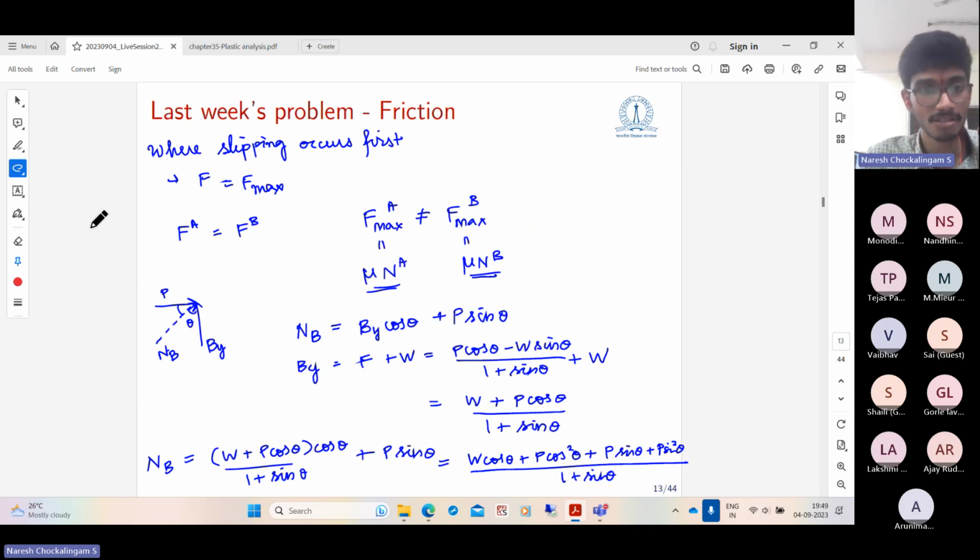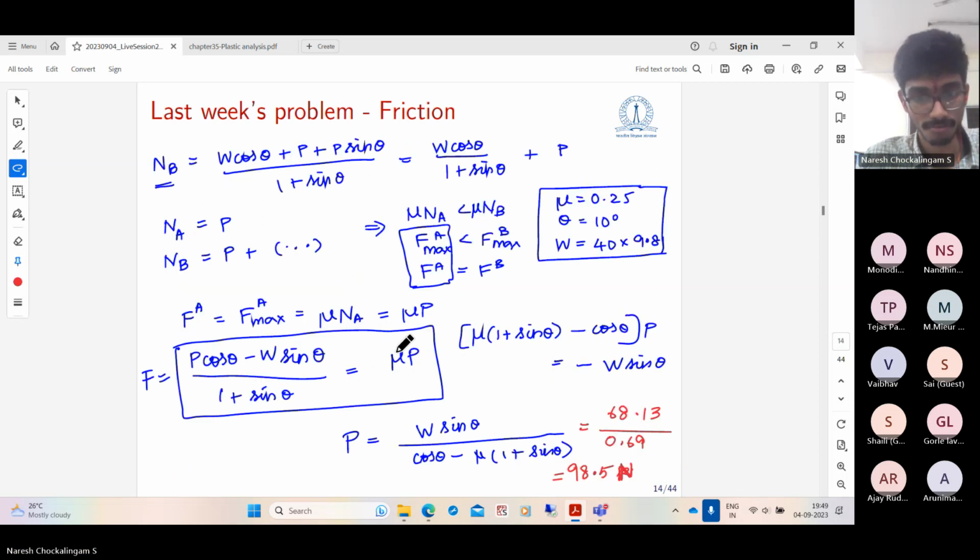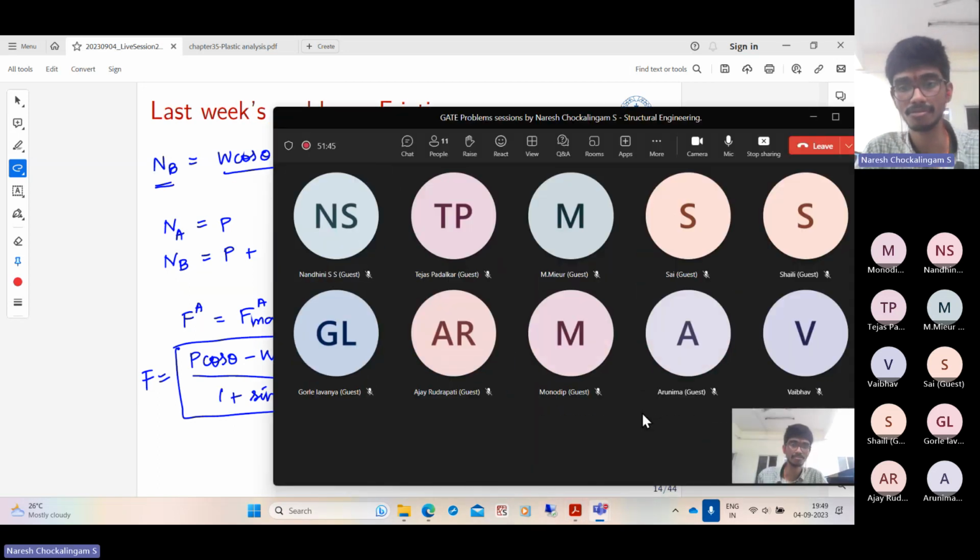So in this case, we saw both the friction forces are equal and the maximum friction values are not equal. So you see where it is likely to slip. Then at that point, you assume it is slipping and then get the rest of the solution. So this is how we solve friction problems. Is that okay? You can ask if there are any doubts.